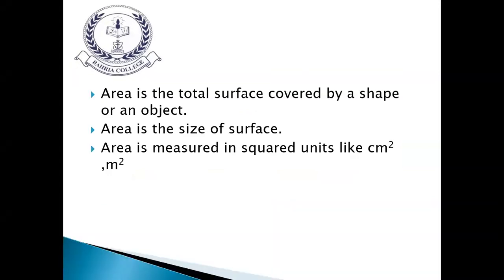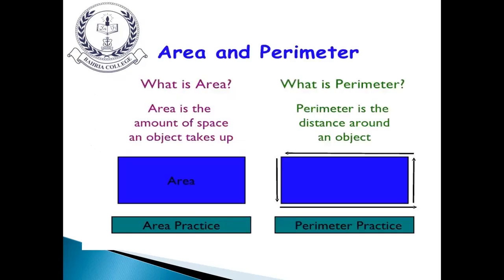Now, area, what is area? Area is the total surface covered by a shape or an object. When we talk about perimeter, we only talk about the boundaries, but when we talk about the area, it is the total surface, that is the size of the surface. You can see on the screens that area is measured in square units like centimeter square and meter square. Perimeter is the distance around an object. You can see the arrows around the rectangle, but area is the total amount of space an object takes up. The whole blue area is the area, but the arrows are showing the perimeter.